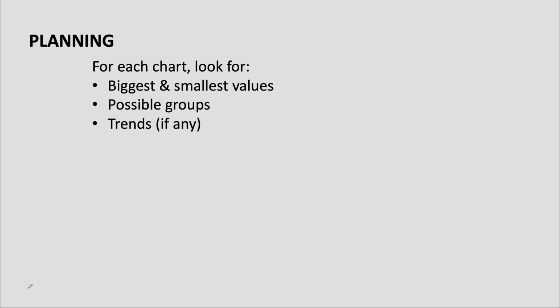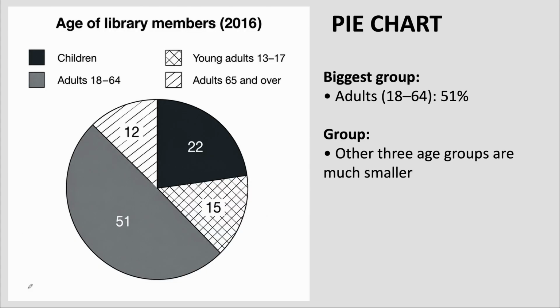Third, whether there is a trend, such as an increase, a decrease, or a period where the figures stay almost the same. We only have a trend if the chart shows changes over time. The pie chart is quite simple. The biggest group is adults aged 18 to 64. They are just over half of all library members. The other 3 age groups are all much smaller.